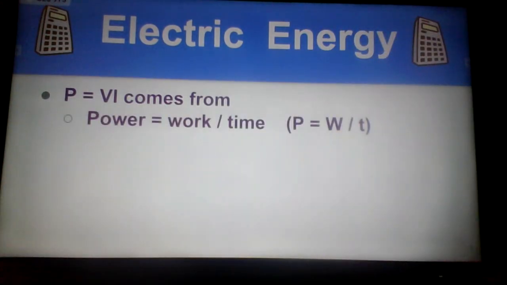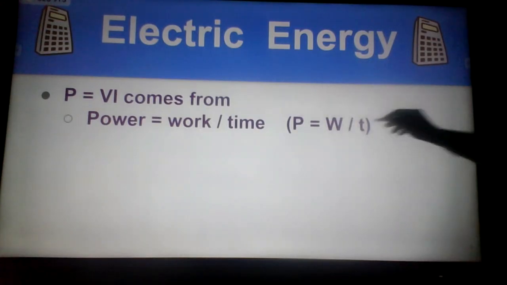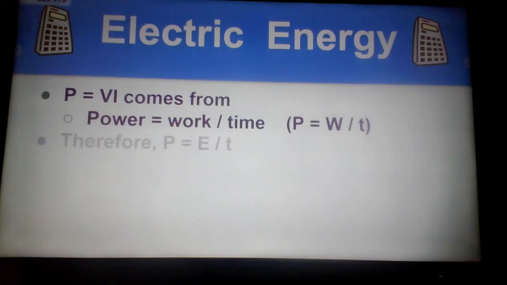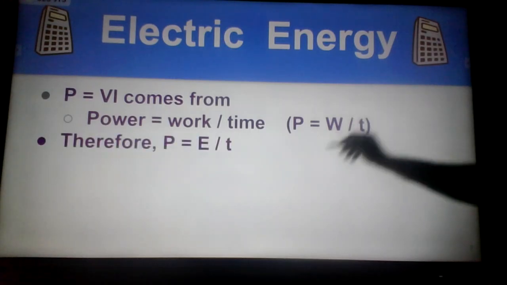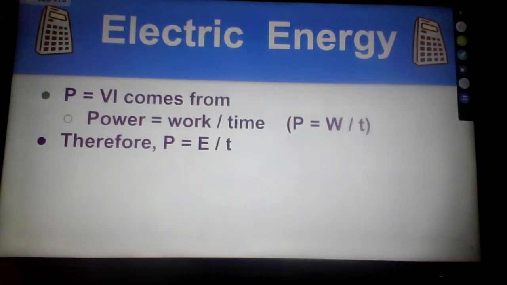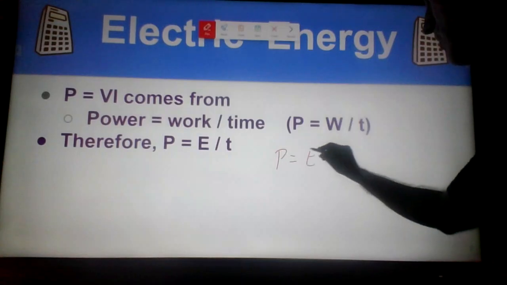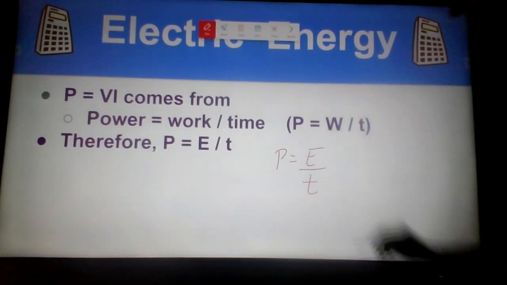Well, power is work divided by time. Reminder, P equals W over T. Power is capital P, work is capital W, time is lowercase t. Therefore, if I simply change work into energy because they're both measured in joules, watch what I get here now. Again, I'll write it more in fraction form that you're used to. Power equals energy divided by time.